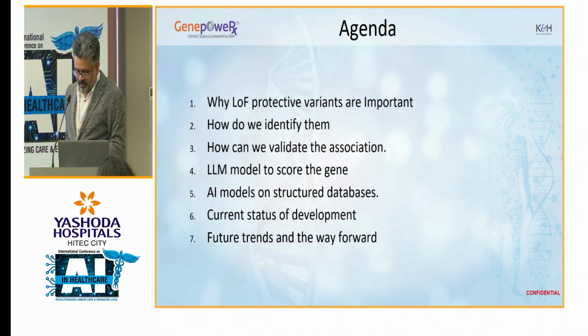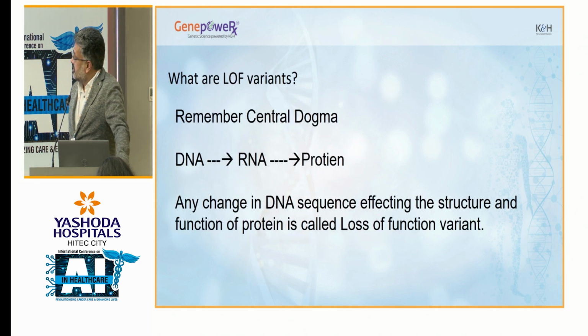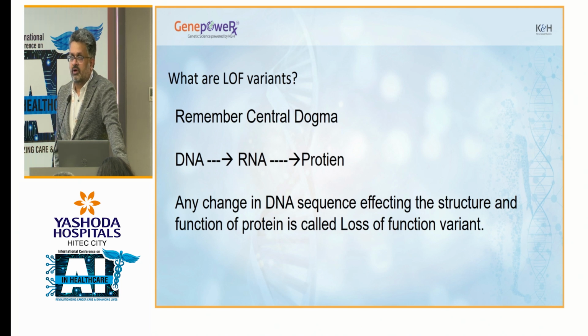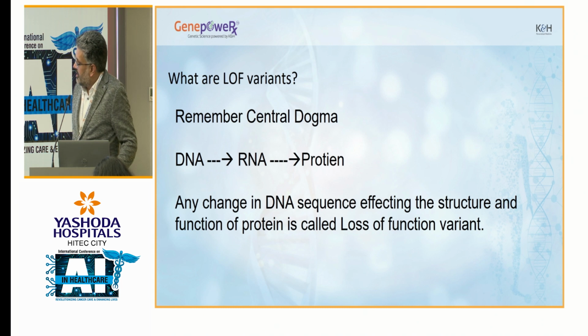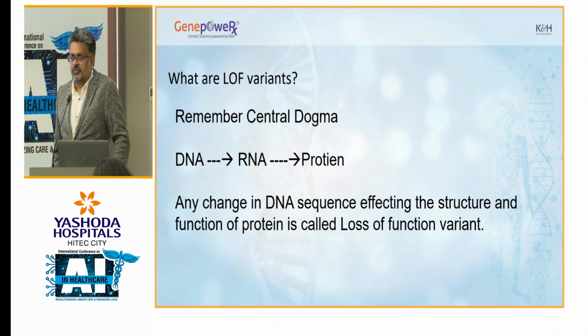First of all, I will go over what loss of function is, and then I will go into detail about some of the variants. If you remember the central dogma, this is what all of biotech is about. Most science people know it very well. It is straightforward: DNA to RNA, RNA to protein. Whenever there is a change in the DNA which leads to a change in the function or the structure of the protein, that change is called loss of function. Whenever you have a disease, there are almost always loss of function variants.